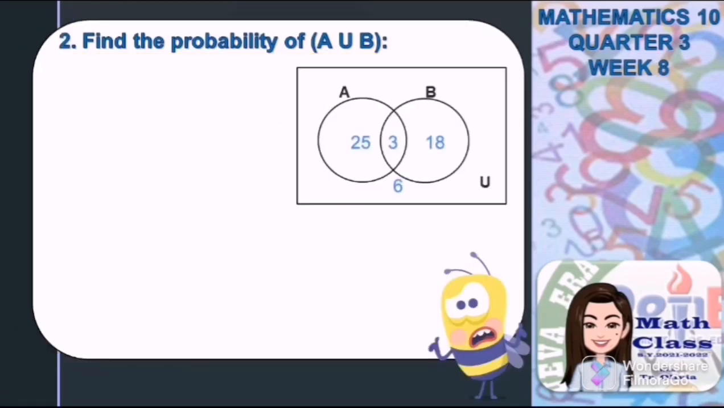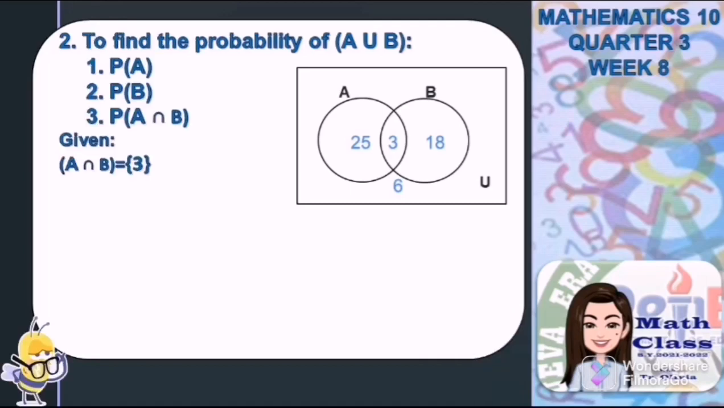Next situation we have here. So what are the elements that are present in set A? So we have here 25 and 3. Set B, we have 18 and 3, and observe that there is an element outside the two sets. So how does this affect this situation? So we can write the given here. A intersection B is equal to 3, since this is the common element in both sets.